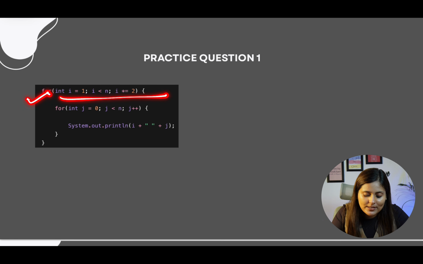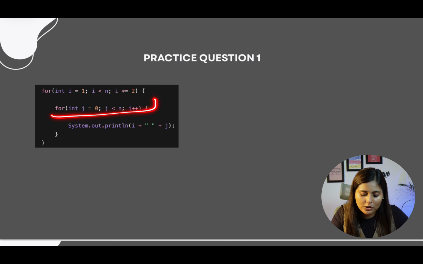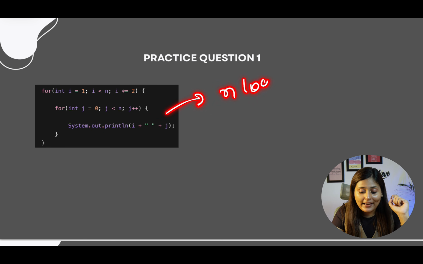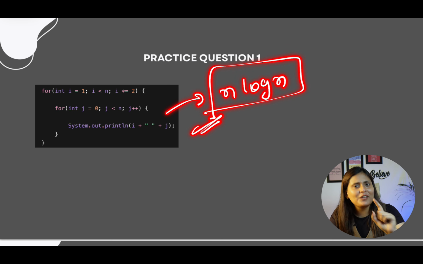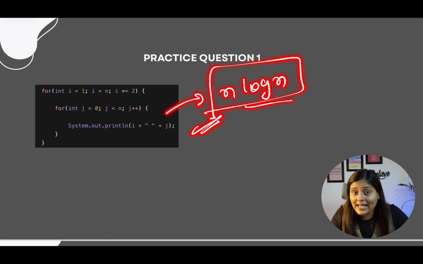Definitely the first for loop is running for n time and the second for loop is also running for n time. So will it be n square? Think and tell me. So the correct answer is n log n. Now how many of you are correct? Let me know in the comment section. I really want to know all such names. But why n log n?